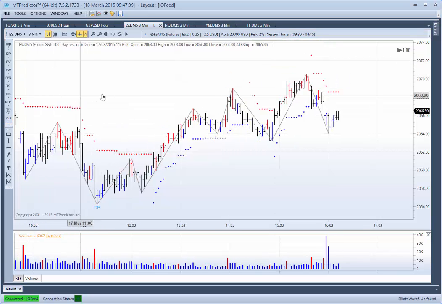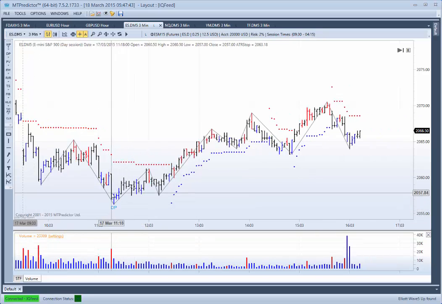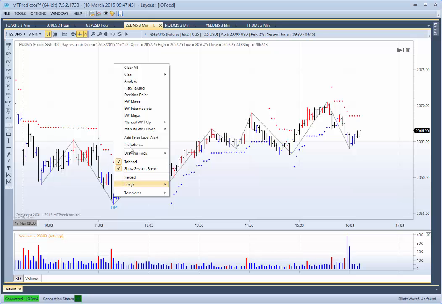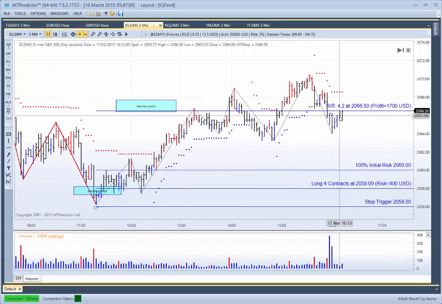But that's not the main reason I wanted to do the video today. The main reason for the video today was this VSA setup here that basically nailed the low of the day on the ES, and the result was a lovely 4.2 hour profit.